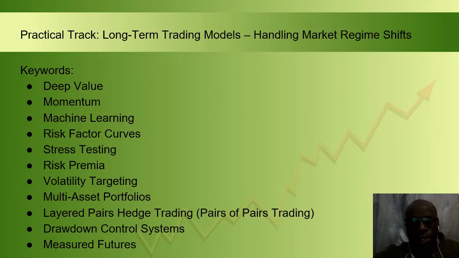Our project was under the practical track. It was under long-term trading models, handling market regime shifts, and keywords include deep value, momentum, machine learning, risk vector curves, stress testing, risk premia, volatility targeting, multi-asset portfolios, and layered pairs hedge trading, which we are calling pairs of pairs trading, and drawdown control systems, as well as measured features.